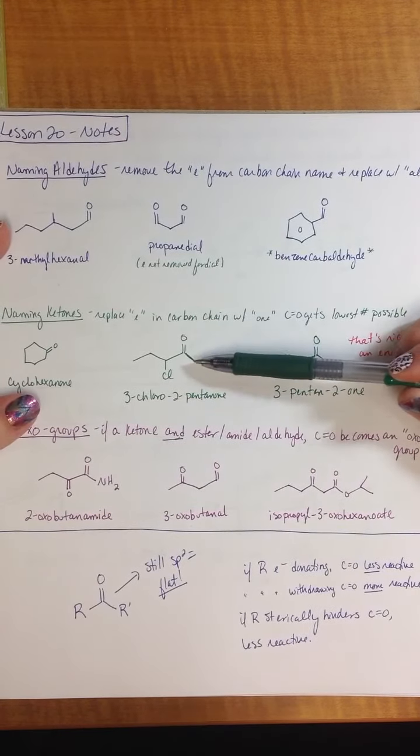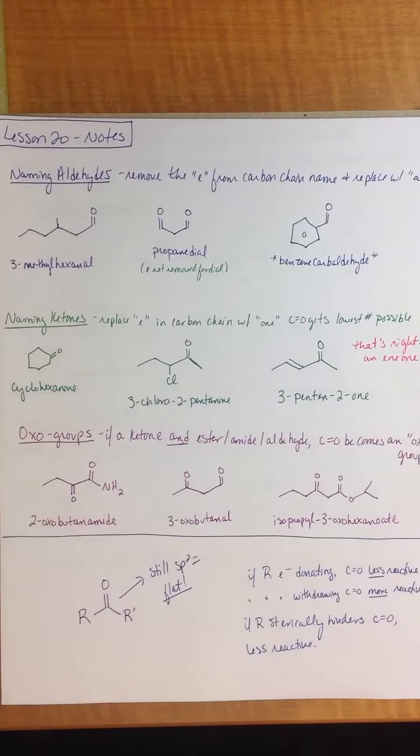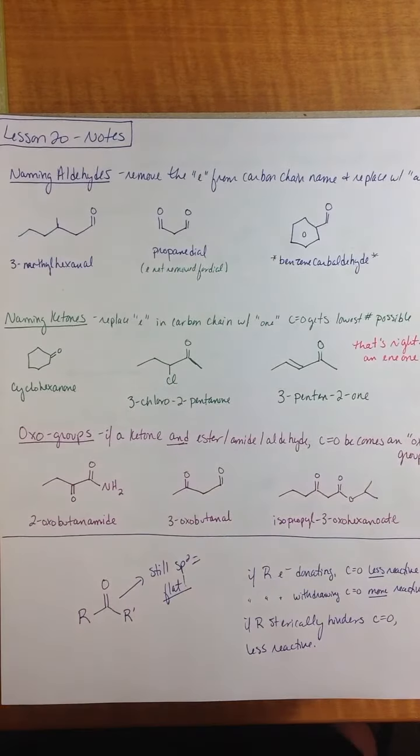So you would start with the numbering here. 1, 2, 3, 4, 5. So that would make this 3-chloro-2-pentanone.